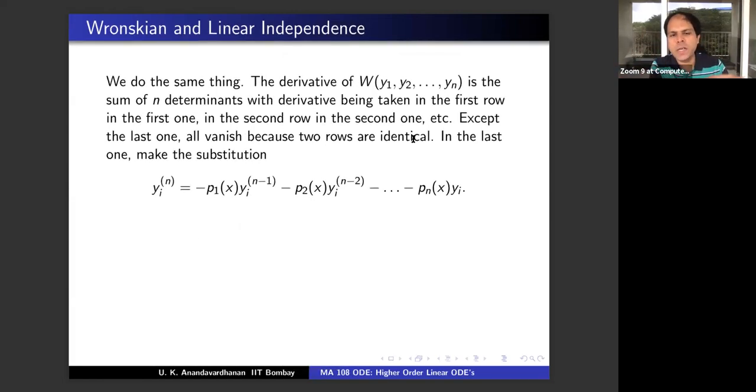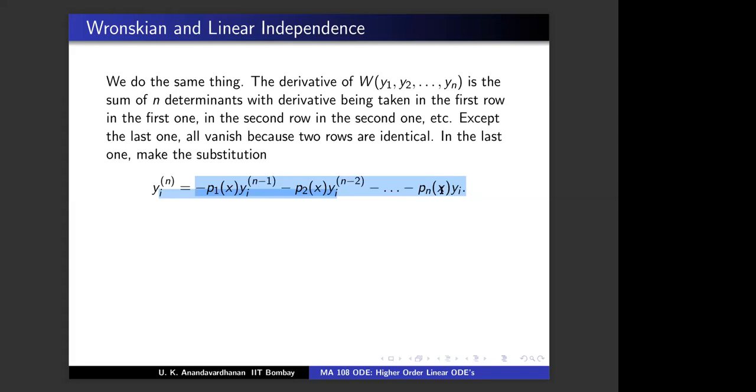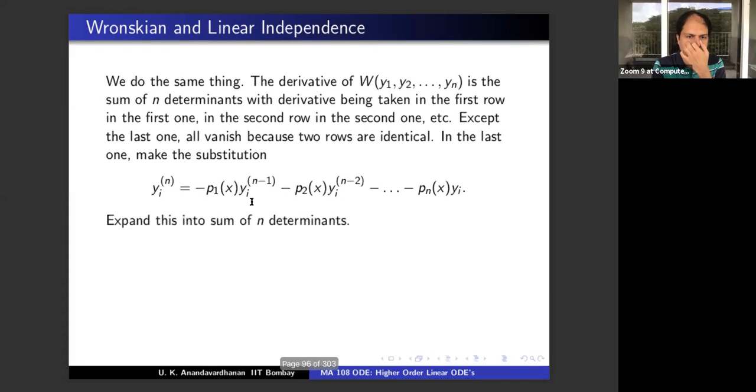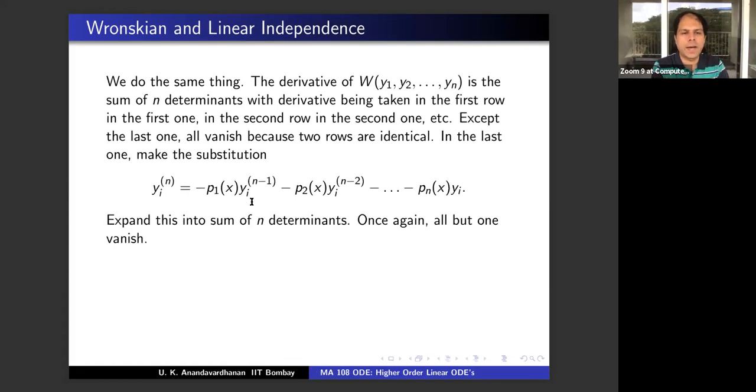First n minus 1 were 0. Only the last one remained. In the last one, in the last row, you make the substitution. Do you agree that this determinant can be written as a sum of n determinants? Yes. Okay. And in which also there will be cancellations, no? Yes, there will be cancellations because this will be a sum of n determinants, and once again all but one will vanish. Why is that?